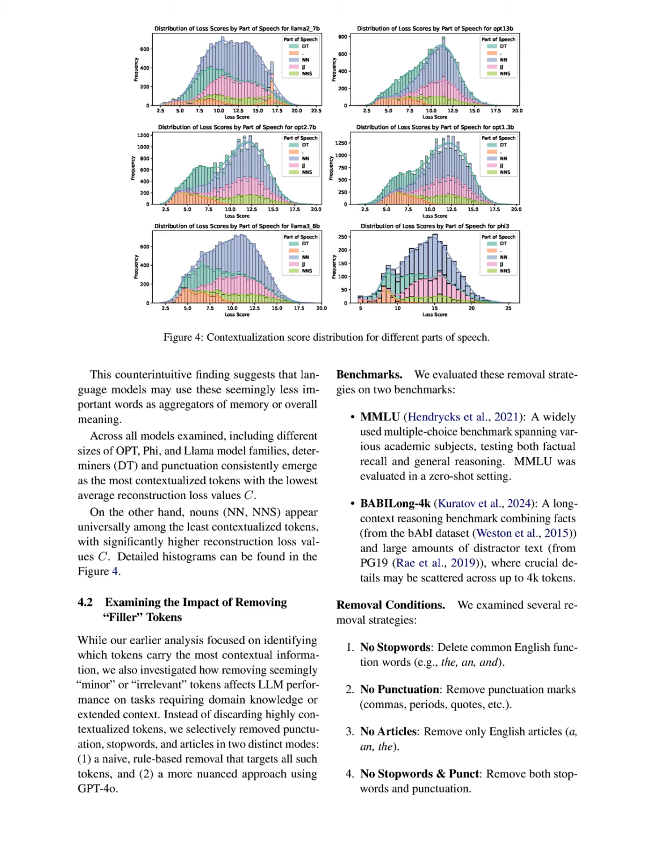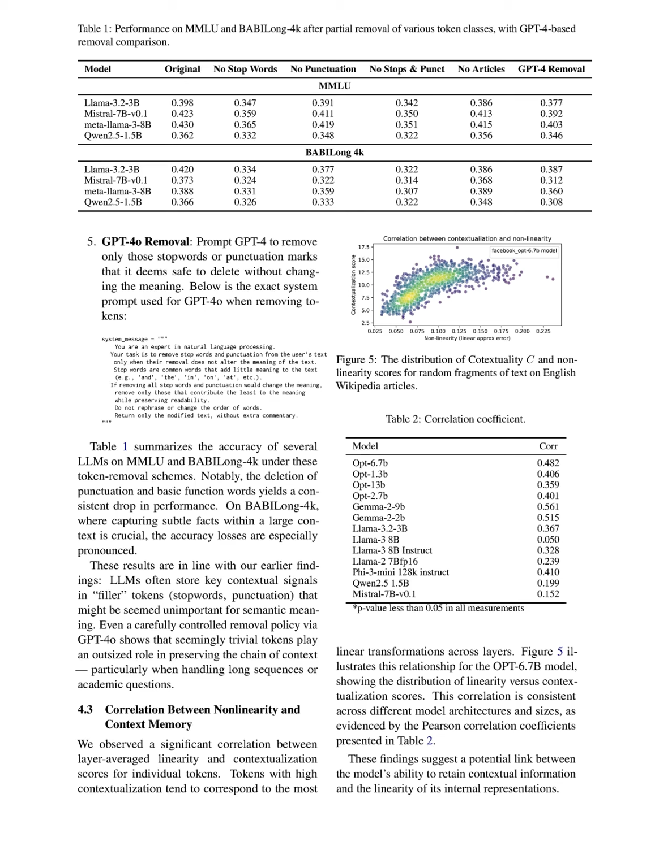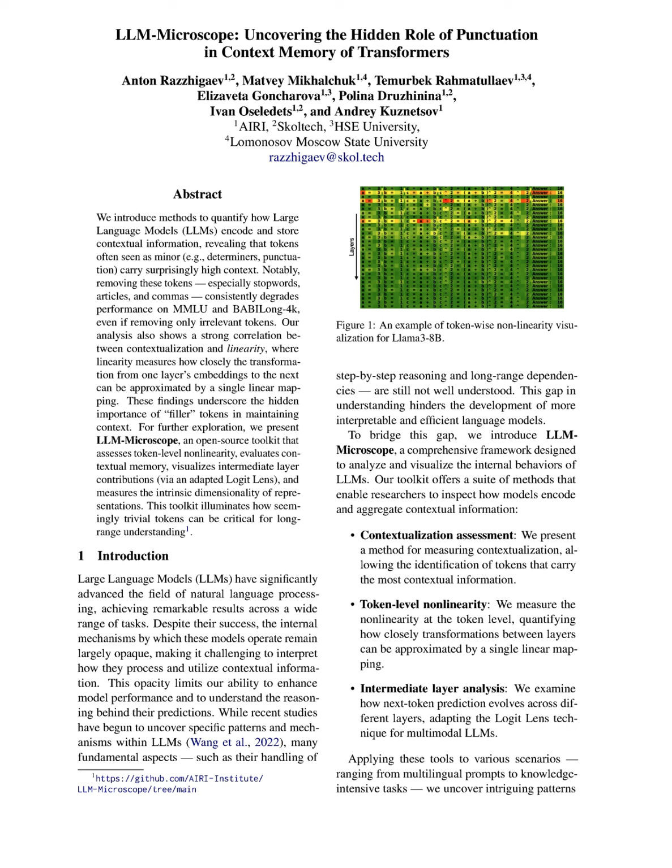The findings indicated that determiners and punctuation marks were the most contextualized tokens, while nouns and adjectives were the least, suggesting that language models utilize less significant words as key aggregators of memory. Additionally, a strong correlation was found between linearity and contextualization scores, indicating that tokens with high contextualization correspond to more linear transformations across layers. This comprehensive analysis provided critical insights into how LLMs process and retain contextual information, ultimately enhancing our understanding of their internal mechanisms.